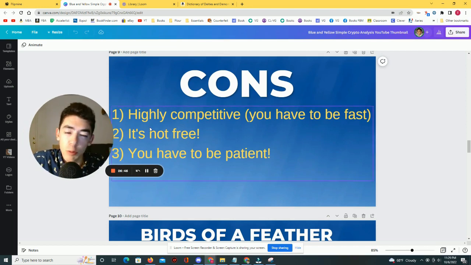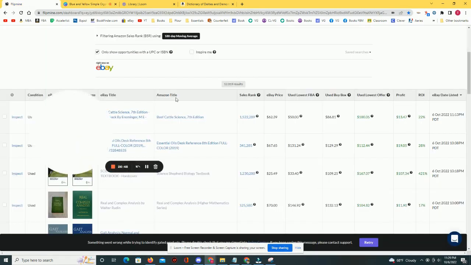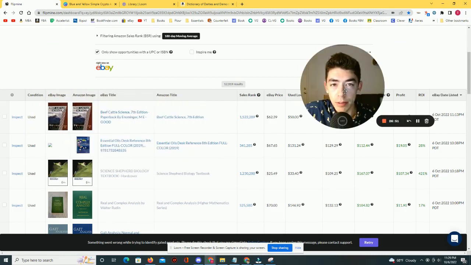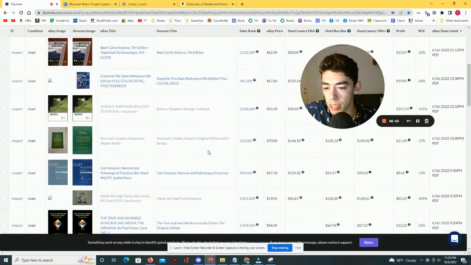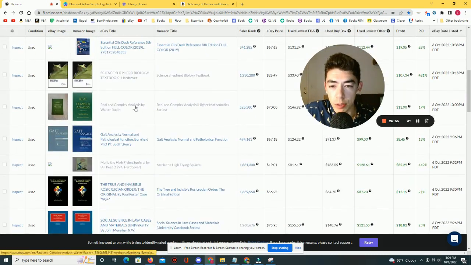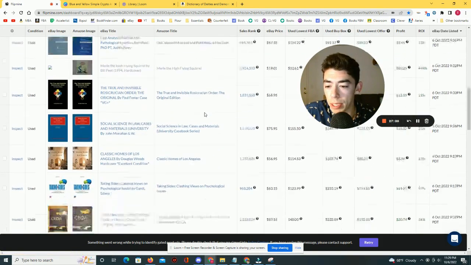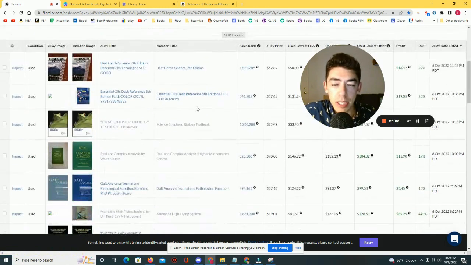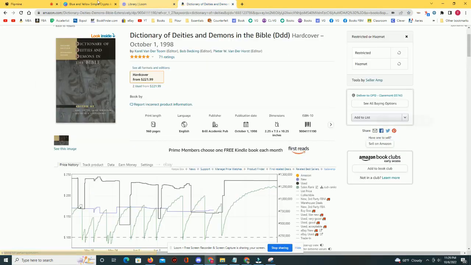And the other con is that you really have to be patient. Even though I showed you all these books that I've made money on, it's not like every single one of these listings is going to be worth it. Turns out that this book was probably worth it because of that person who sent the best offer. But I would say of every 10 books that you look at, maybe only 1 or 2 of them might actually make sense to buy. And yeah, you just have to go from there.